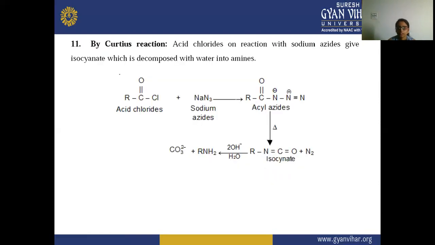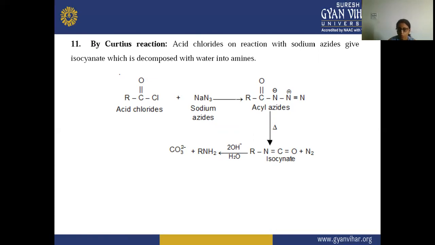Next is the Curtius reaction. In the Curtius reaction, the acid chloride on reaction with sodium azide gives acyl azide, which on heating gives isocyanate, which is decomposed with water into amine. This methyl amine is formed here, and the carbonate ion is formed here. So this is the Curtius reaction.